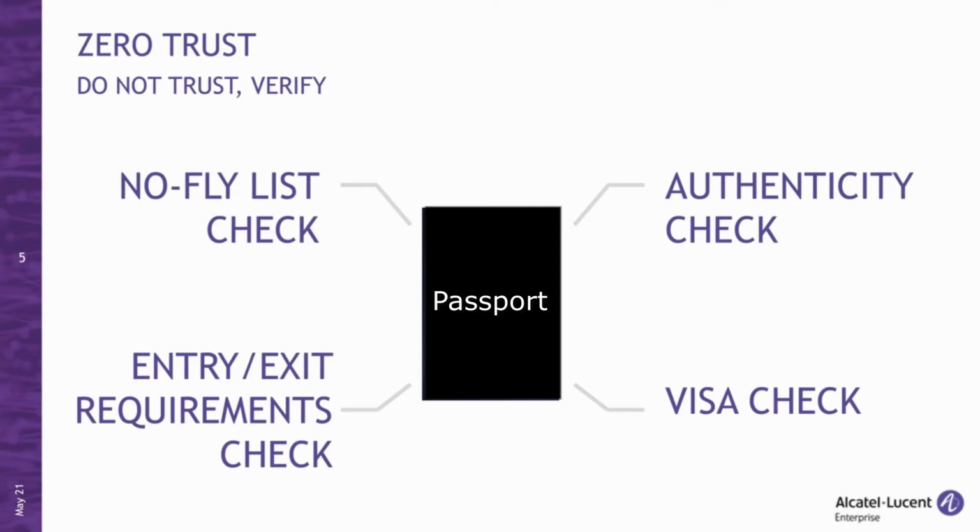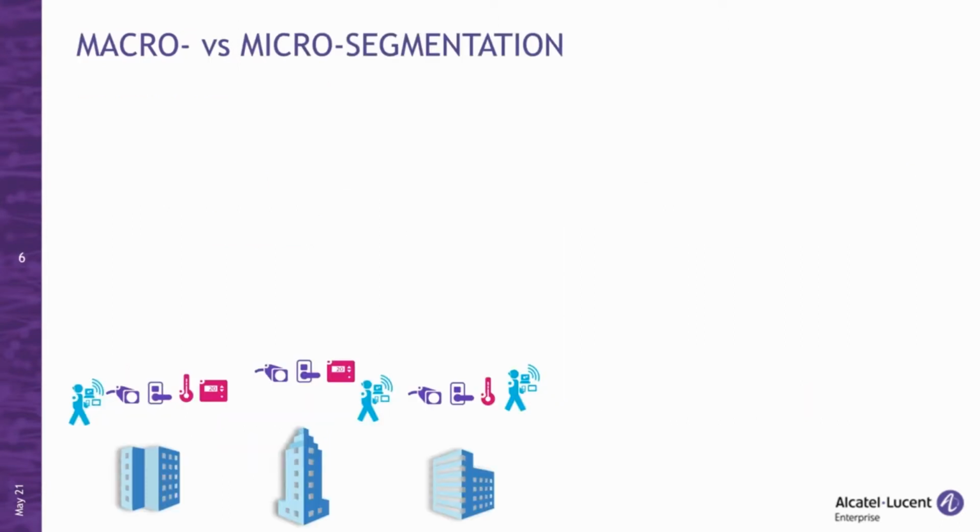All checks depend on the first and most fundamental check, which is the identity. If we cannot prove that the passport is authentic and belongs to us, then other checks are irrelevant. So it should come as no surprise that authentication is one of the pillars of the zero trust model. And when referring to microsegmentation, what we are talking about is NAC, Network Access Control, using strong authentication such as 802.1x.